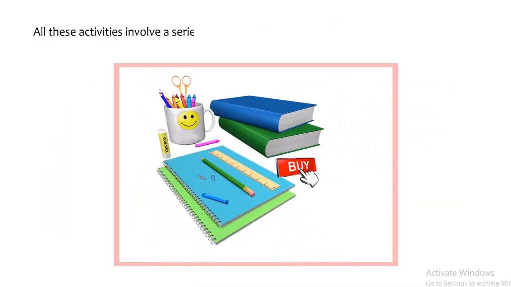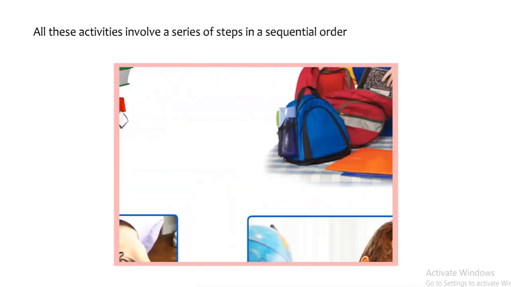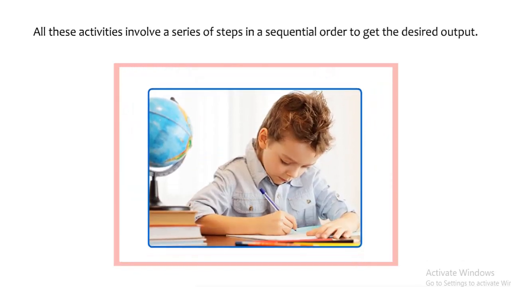All these activities involve a series of steps in a sequential order to get a desired output. So why are we planning? All the activities we are doing are according to our plan, step by step. Okay, this we have to do first, this we have to do next, to get a desired output.